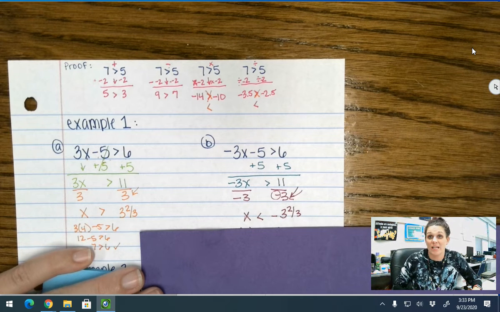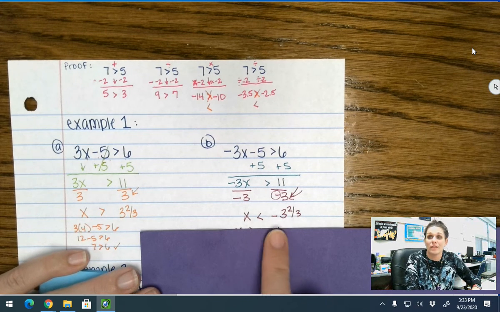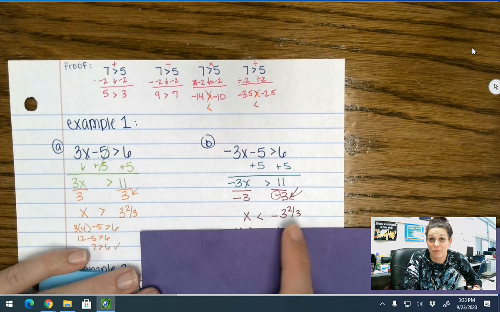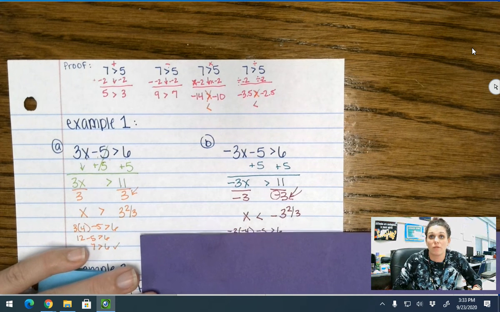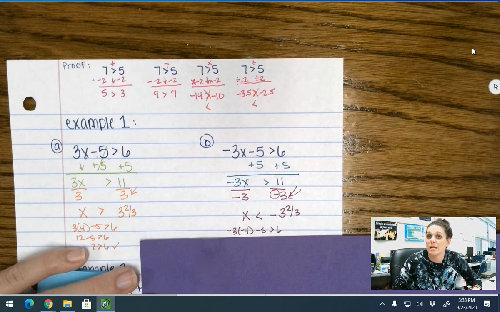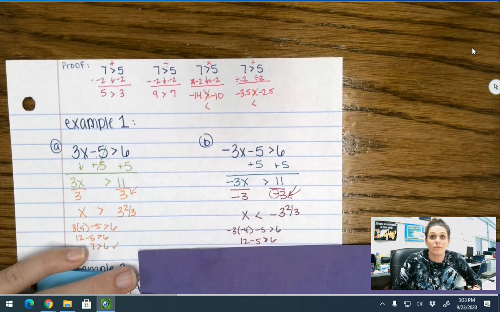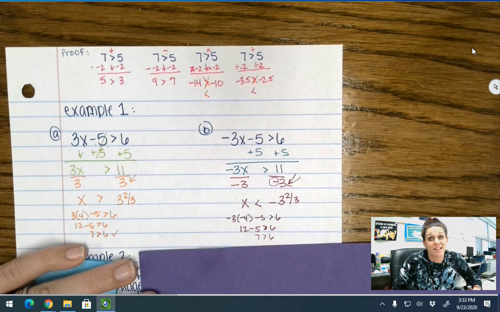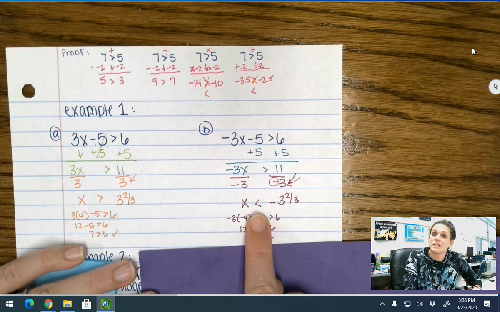So again, we need to check an answer. So what is smaller than -3 2/3? Well, -4 is. So I can plug -4 into the story, and -3 times -4 is 12, and 12 minus 5 is 7, and 7's still bigger than 6. If I would have flipped this and said, well, x has to be greater than this, I could have tried the number 3.